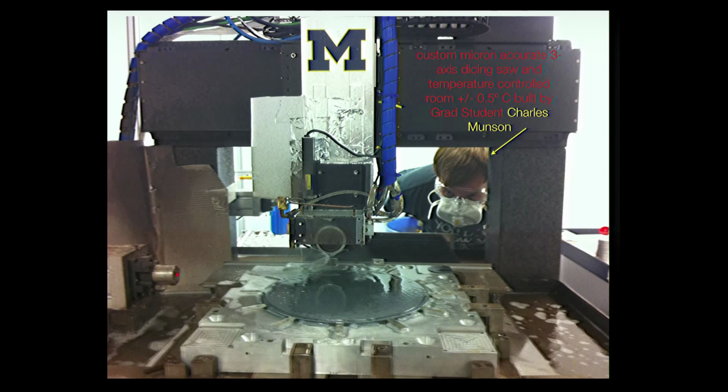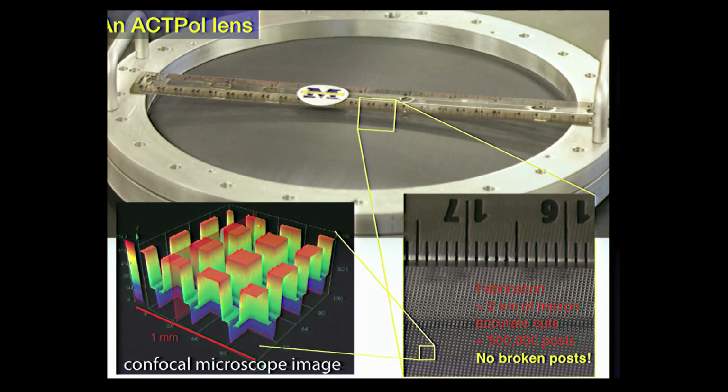And so we built our own machine to do it. And there's my grad student, Charles, who actually built the machine. When we put this together, we managed to make these lenses that effectively let all the light through, so that you can make the telescope work and get the data that you need. And this is a picture of one of the lenses. You can zoom in, and we managed to cut kilometers of these micron-accurate posts to make the light do what we need to get our data.